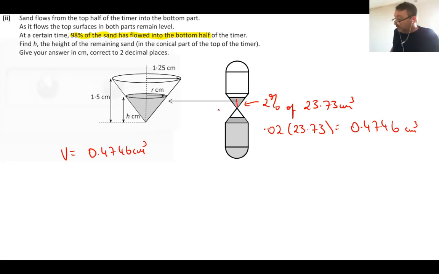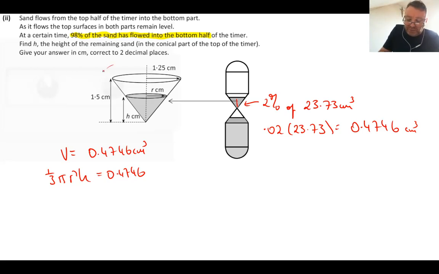Okay, now write in the appropriate formula. A third pi r squared h equals 0.4746. Do you see the problem? The problem is we have two variables. You cannot solve an algebraic equation with two variables.